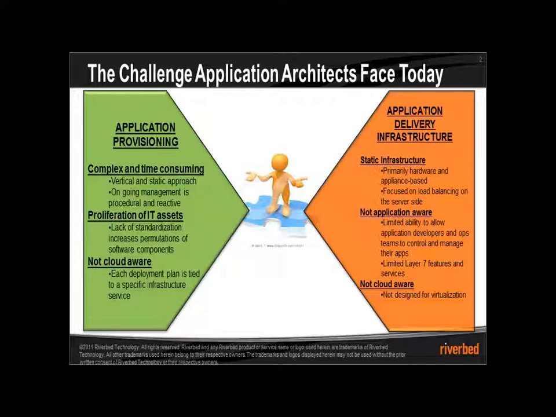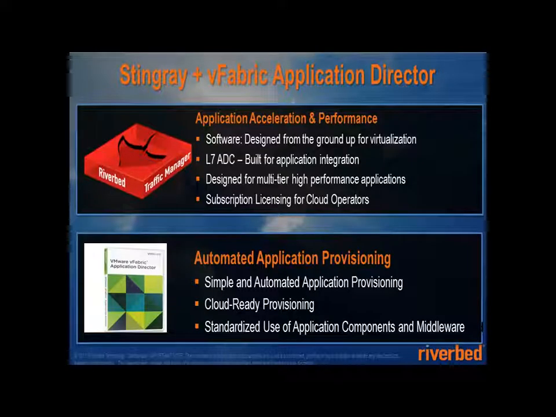The challenges application architects face today are twofold: one in terms of application provisioning, the other in terms of application delivery infrastructure. Application provisioning is a complex and time-consuming task, and in the process proliferates IT assets, and mainly it's not cloud aware. Similarly, application delivery infrastructure is static in nature, and not all application delivery infrastructures are application aware, and mainly not cloud aware. So how does the Stingray and vFabric Application Director integration solve the problems application architects face today?